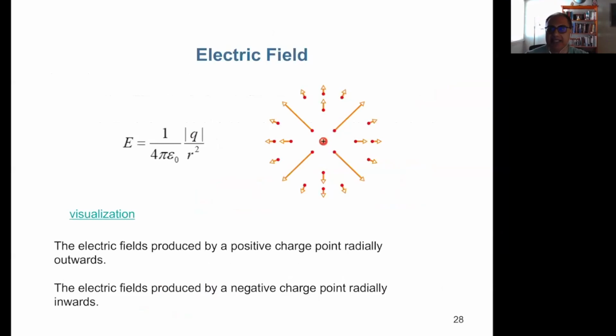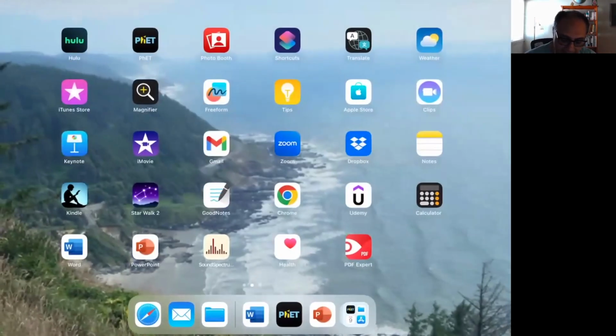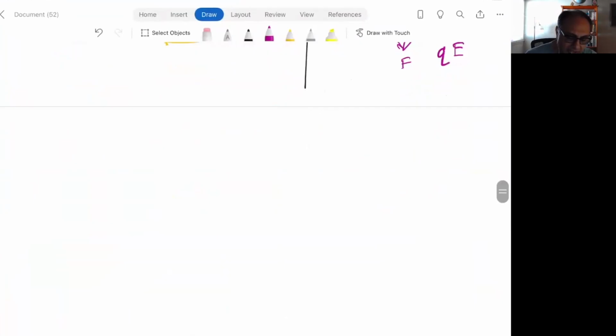Okay, the next thing that we're going to talk about is the electric field produced by a single point charge. So we know that when you put a charge over here, what we've learned so far is that the charge is going to produce an electric field at every point around itself. So every point is going to acquire an electric field vector. So the question is, what is the electric field that a single charge is going to produce?